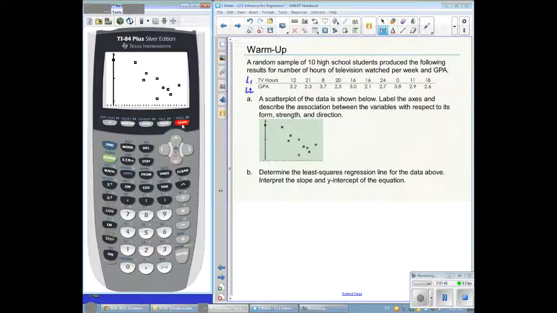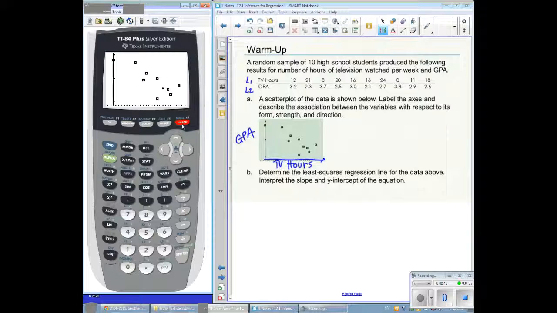When you're asked to describe the association between two variables in a scatter plot, we have to talk about the form, the strength, and the direction. The strength and direction are probably pretty obvious, but what do we mean by form? Is it linear? Let's first label the axes. What does the x-axis represent? TV hours. And what about the y-axis? GPA. How would you describe the strength, the form, and the direction using the context of the problem?